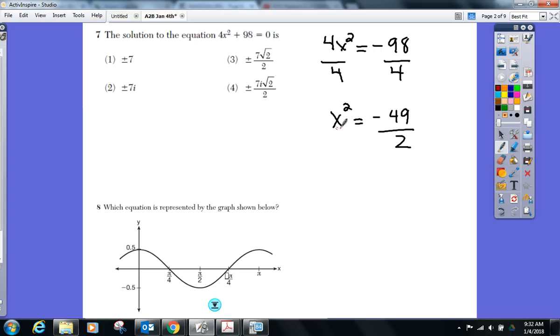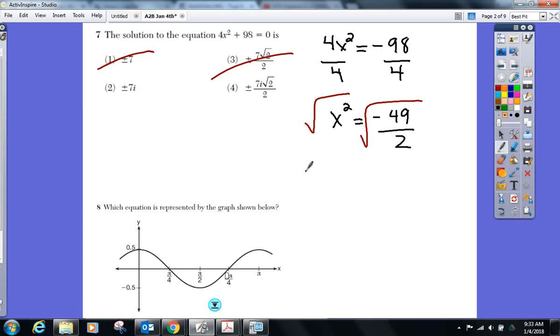Okay, and I'm going to stop you right there because you and your classmates are going to eliminate 2 answers for me right now. You are taking the square root of a negative number. So you know you're going to get what out eventually? An imaginary number, right? I. So we can automatically eliminate 1 and 3.